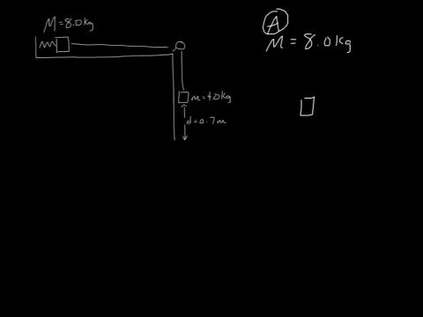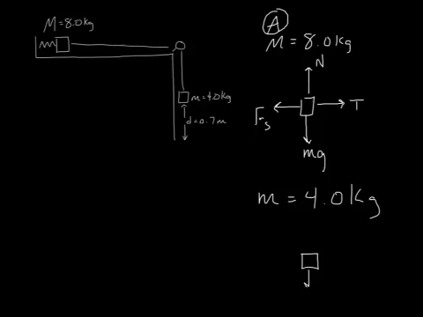On the 8 kilogram block, the force of gravity will be acting on the block, and the normal force will be acting on the block in the opposite direction. Thirdly, the tension in the string will act on the block, and the force of the spring will act on the block in the opposite direction. Now for the 4 kilogram block, you will have the force of gravity and the tension of the string acting in the opposite direction.